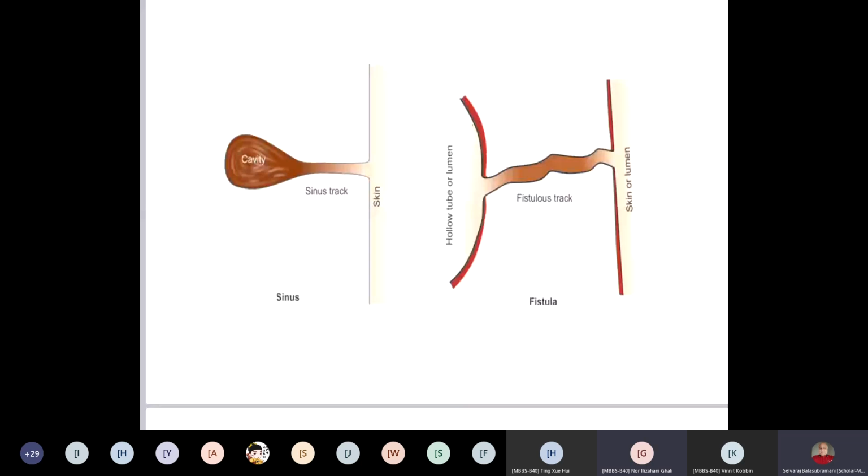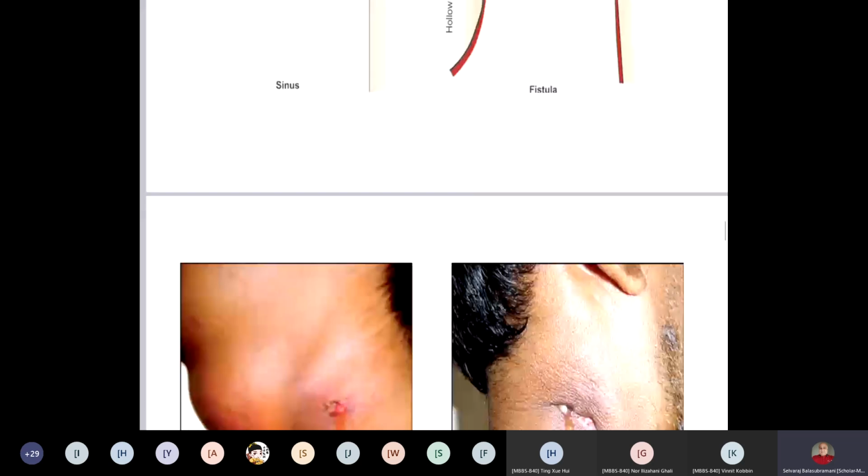Yeah, it is ending blindly. Okay. What is a fistula? This is a connection between 2 epithelial surfaces. This may be external or this may be internal. Internal to external or internal to internal. The thing is, there should be 2 epithelial surfaces. That's all. That is what is called fistula. Okay, we will go to that.